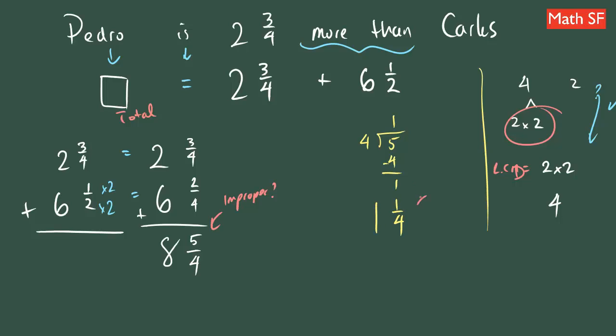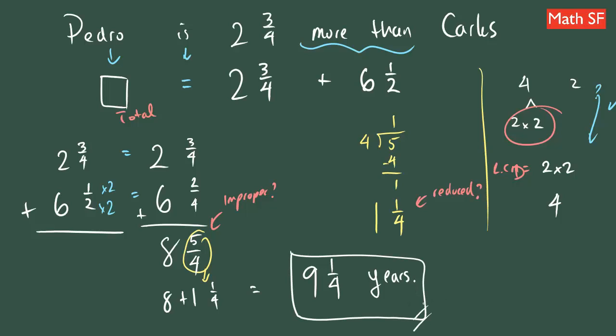Now you ask yourself once again, is this fraction part reduced? Yes, so we're done there. Therefore this 5/4 should be 1 and 1/4, and that 1 plus the 8 should give you 9 and 1/4. But let's recall what the problem says. How long has Pedro worked at the hospital? So you say Pedro has worked 9 and 1/4 years. So that will be your answer.